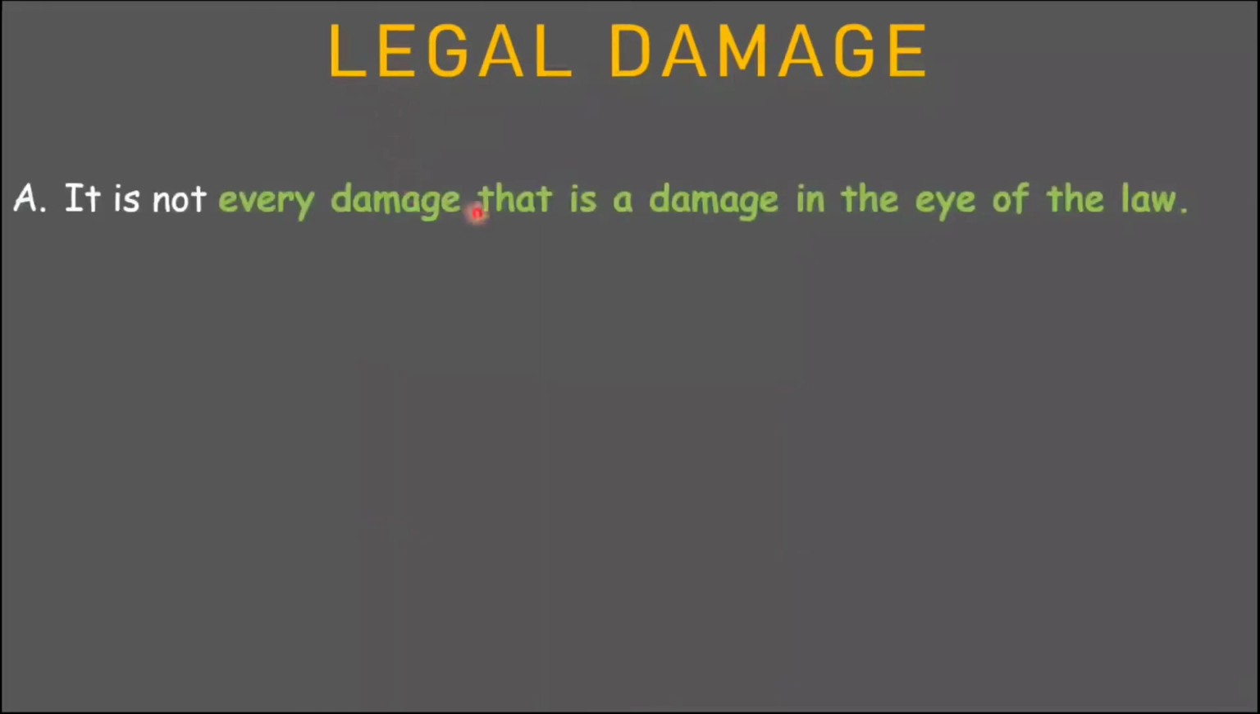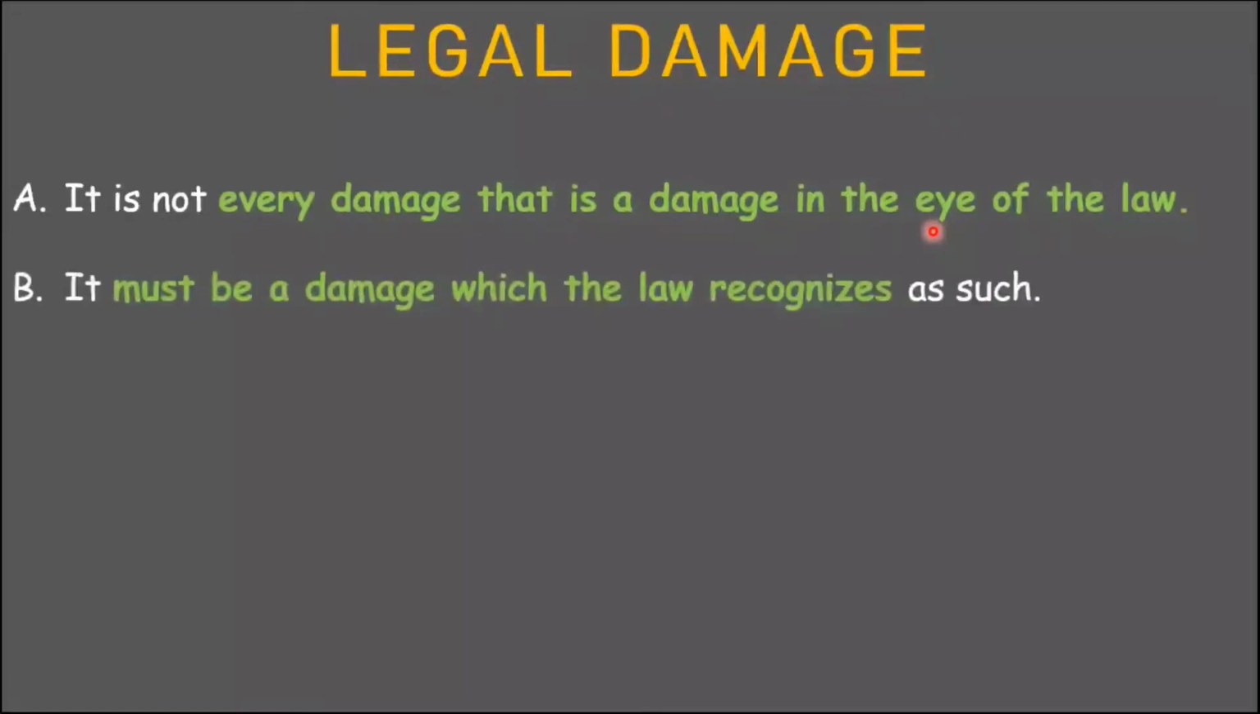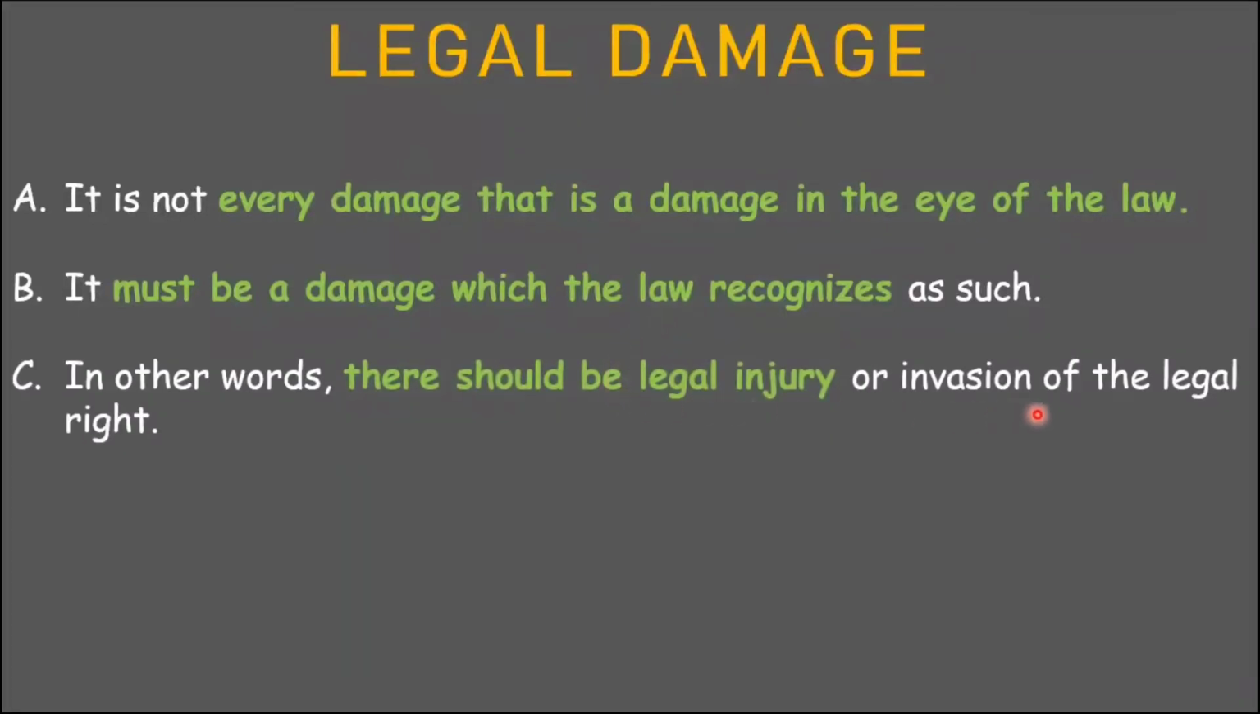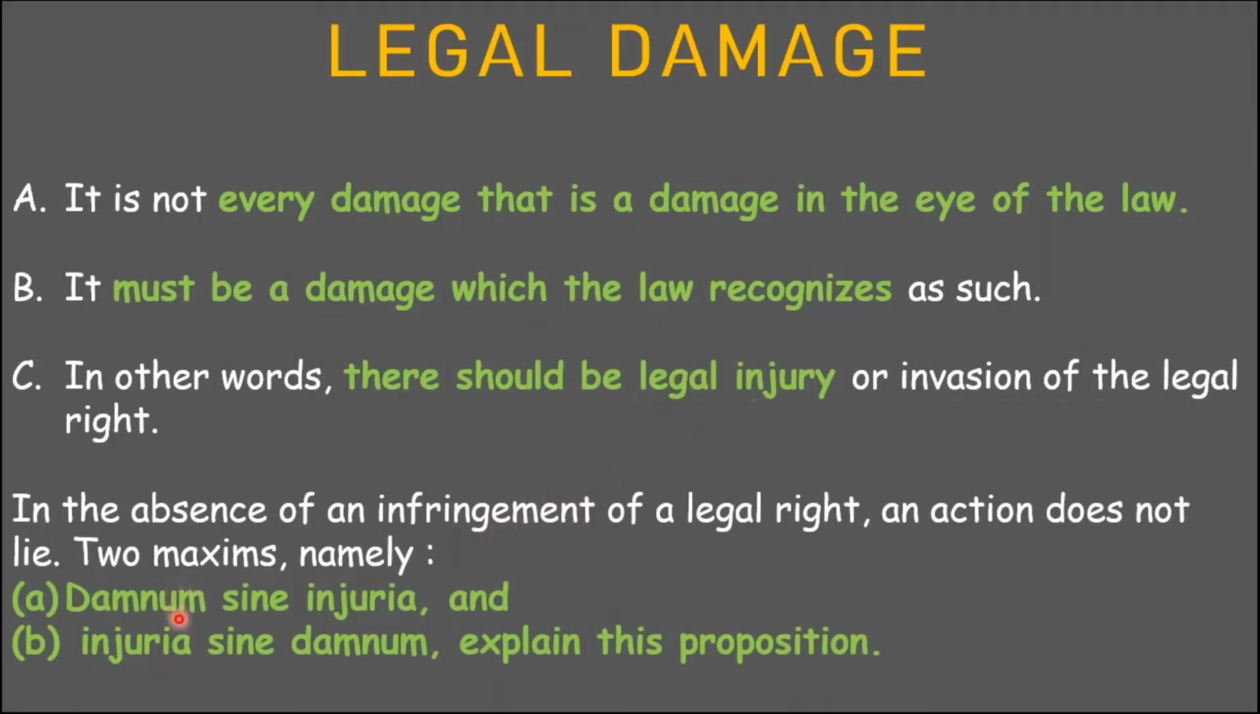So legal damage simply means that not every damage is damage in the eyes of law. I previously told you that every damage is not a damage in the eye of law. The second point is that it must be a damage which the law recognizes, meaning the damage must be recognized by law. The third point is that there should be a legal injury or invasion of the right. These two things can be seen by two maxims, namely damnum sine injuria and injuria sine damnum, to determine whether there is a legal injury or invasion of a legal right.